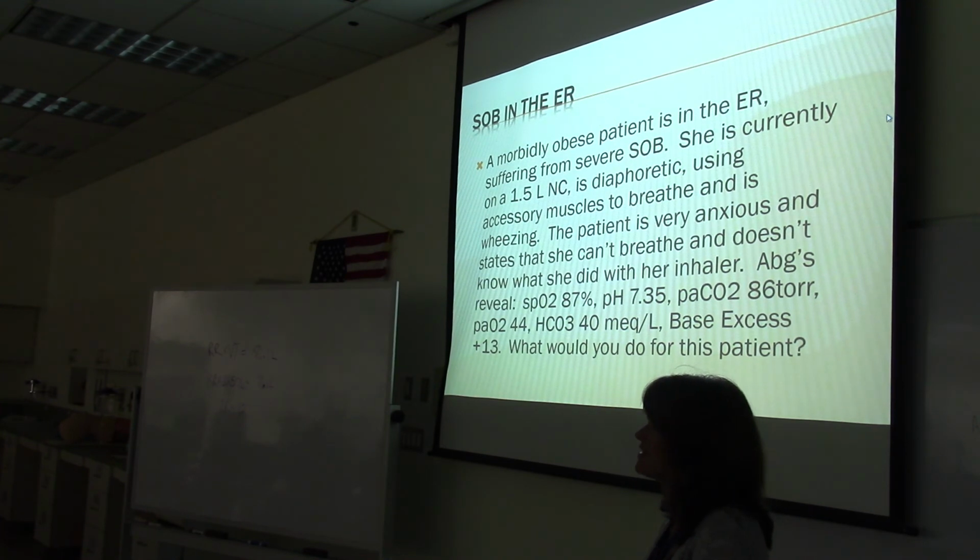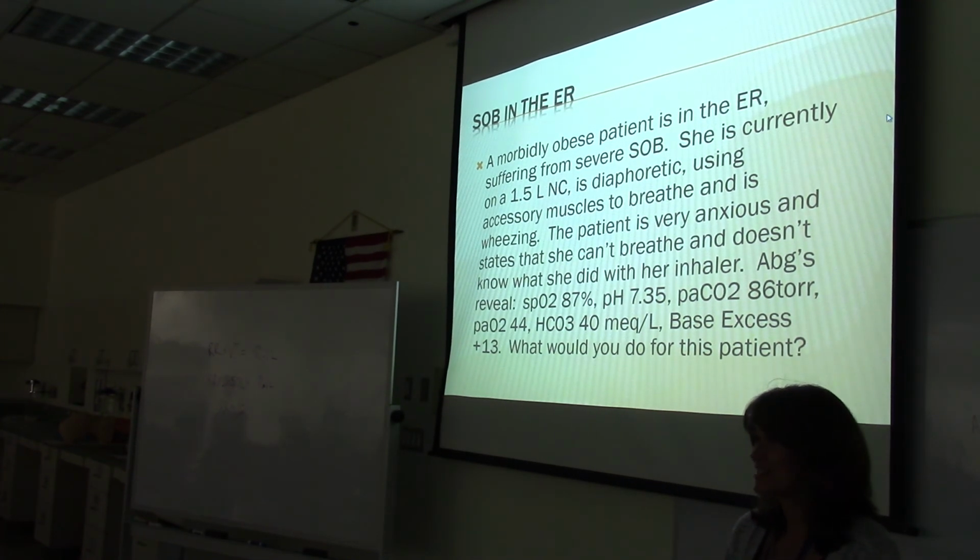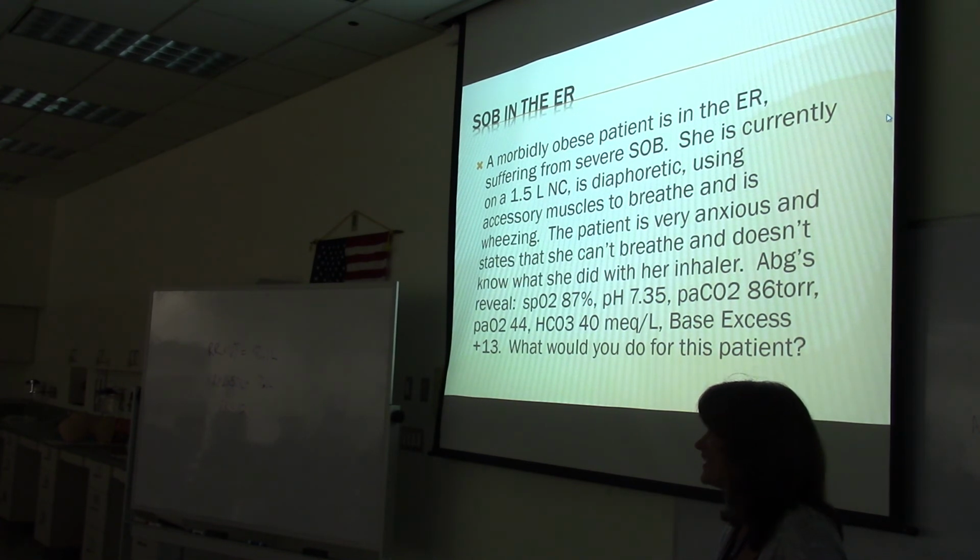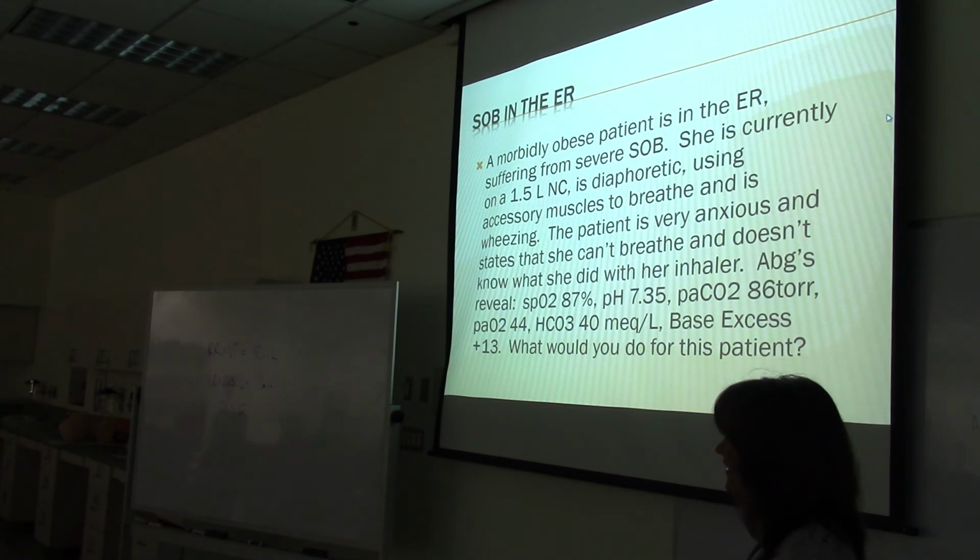What would happen if you put this lady on a non-rebreather mask? Most likely a CO2 retainer with an 86. Now that's her normal CO2, right? Her pH is 7.35. Her CO2 is always 86. So a CO2 retainer with that high CO2, if you give them a lot of oxygen, those are the types that usually start hypoventilating and become lethargic and go unresponsive. That pH gave it away. Yeah, the pH gave it away. I looked at the 86.